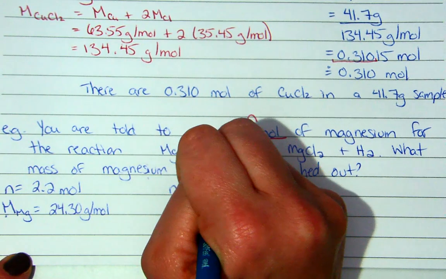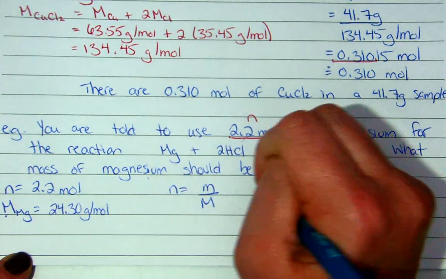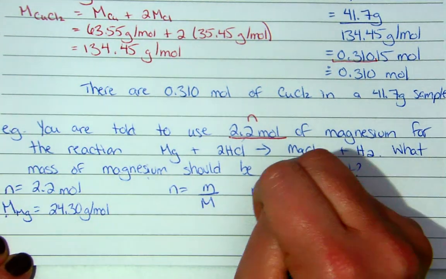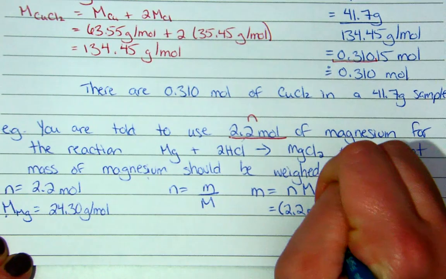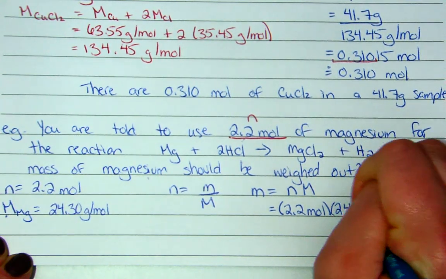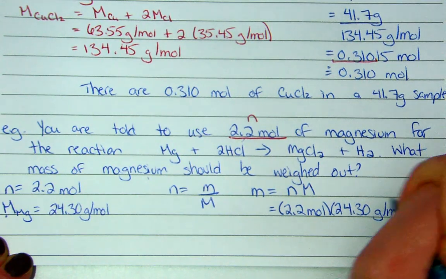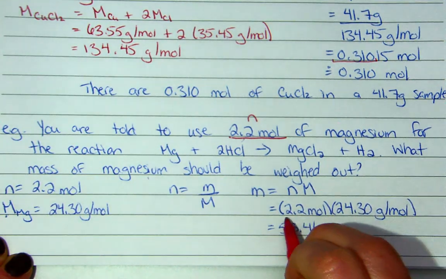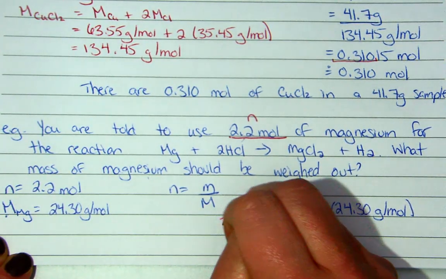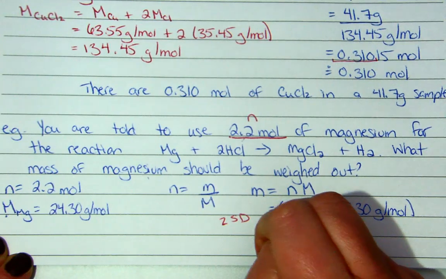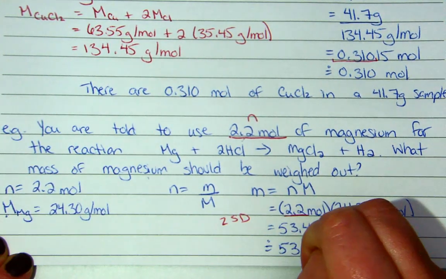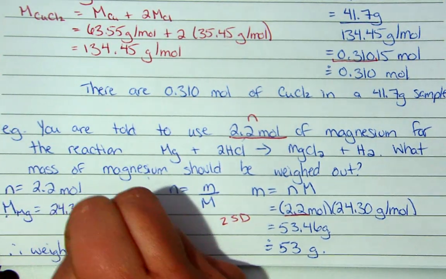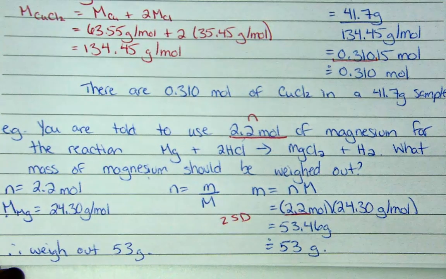So if n equals mass over molar mass, when I rearrange it, I have mass equals number of moles times molar mass. So that gives me 2.2 moles times 24.30 grams per mole, which gives me 53.46 grams. Now look right here, that's 2 sig digs, so I need to round it to 53 grams. Therefore, weigh out 53 grams.